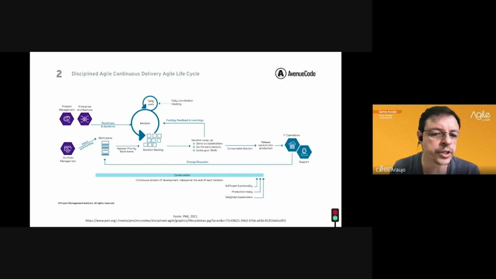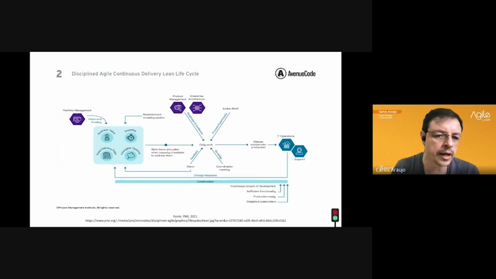When we have the Agile continuous delivery life cycle, you see we don't have the inception. We have only construction and delivery. So it's constant. It's innovation all the time, and everybody already knows what is going to be delivered. It's more like maintenance. Also, the continuous delivery Lean life cycle keeps the same idea, but with a Kanban approach.